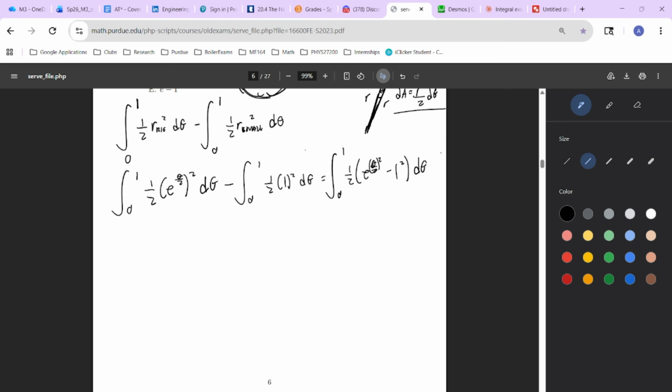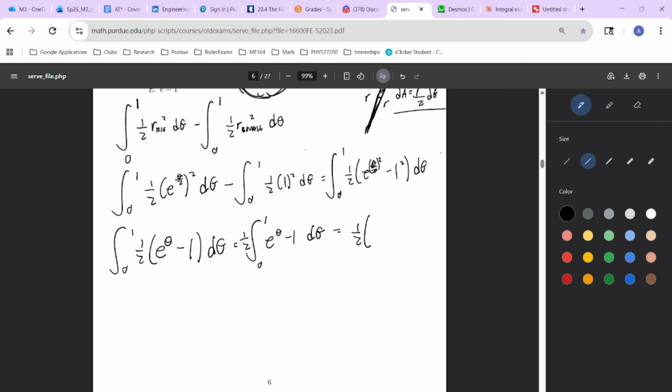Now some simplifications are to be made to solve this problem. We have the integral from 0 to 1 of 1/2 times e. Follow your exponential rules here. You have theta over 2 to the 2 power. That would just be theta over 2 multiplied by 2. That would be e to the theta, and then 1 squared, that'd be 1. Right. We bring the constant 1/2 out of here. 1/2 goes out. The integral from 0 to 1 of e to the theta minus 1 d theta.